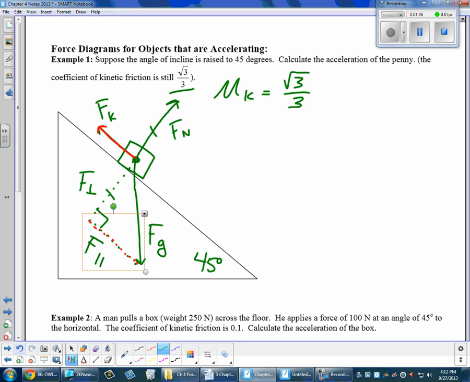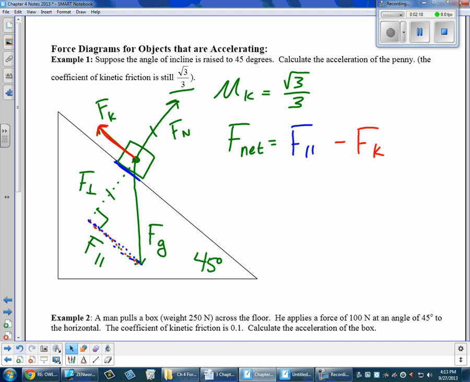So I'm going to write a formula for the net force on the penny. The first thing that I'm going to look at is this parallel force acting parallel to the surface. The parallel force is pulling the penny down the ramp. The next thing I'm going to look at is the friction force, also acting parallel to the ramp. Those are the only two forces acting parallel to the ramp. Now I'm going to make some substitutions. I know that the net force is equal to mass times acceleration.